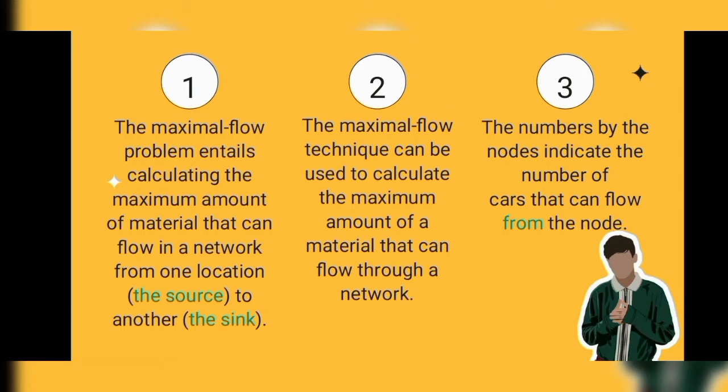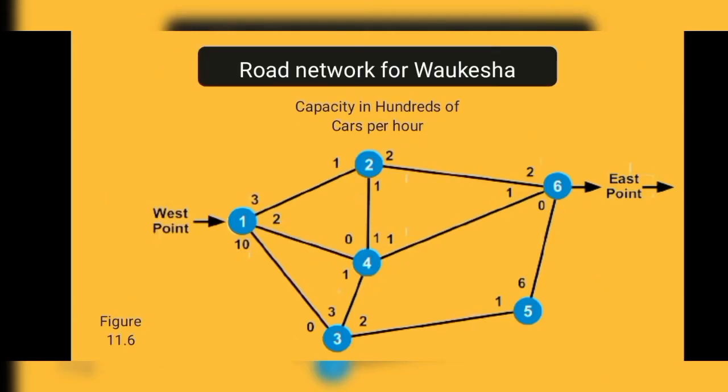Also, this maximal flow technique can be used to determine the maximum number of vehicles, such as cars, trucks, and so on, that can travel from one site to another across a network of roads. This can also determine the shortest way through a network. So here we have a problem that can show how to use the maximal flow technique.